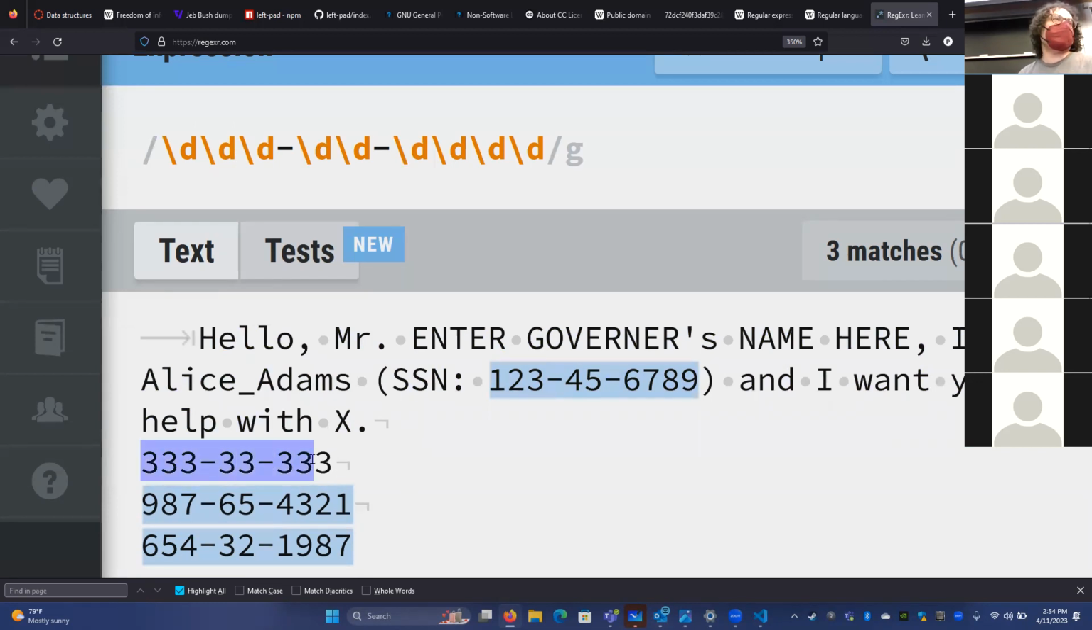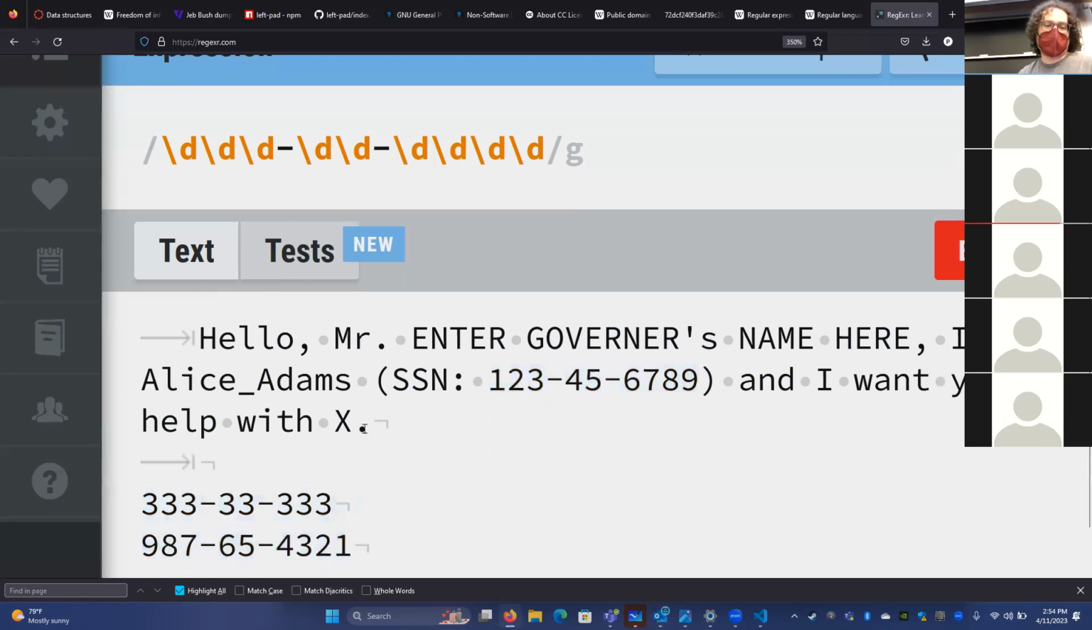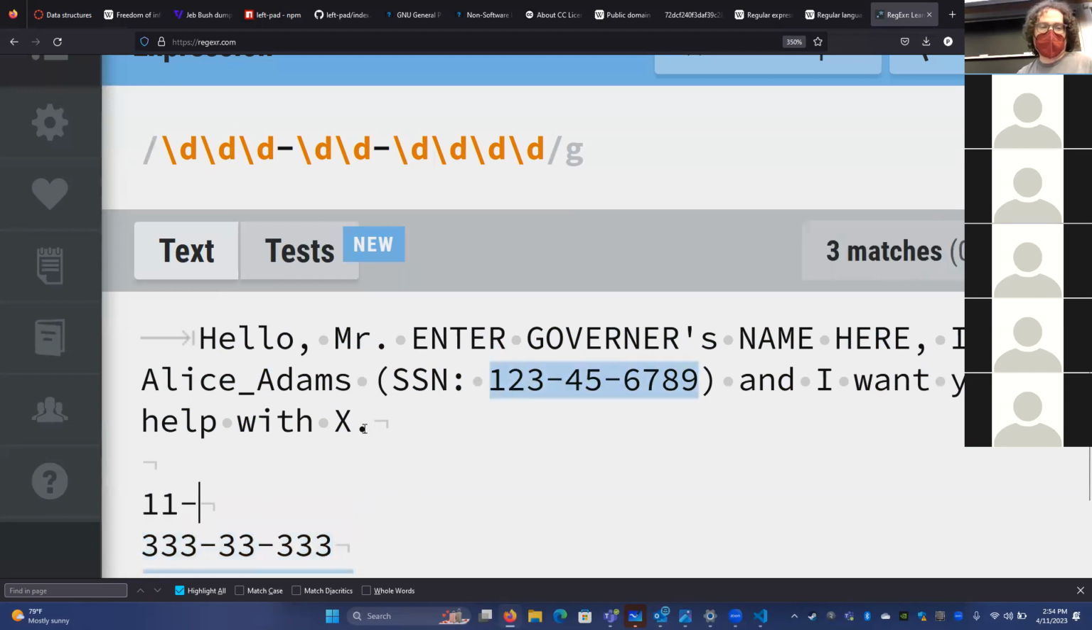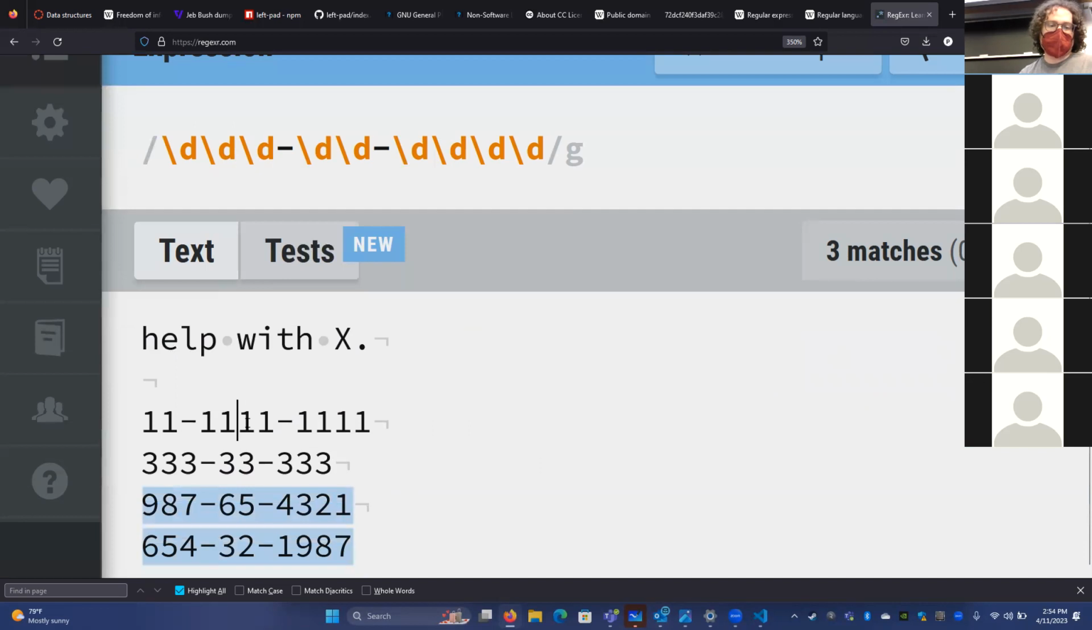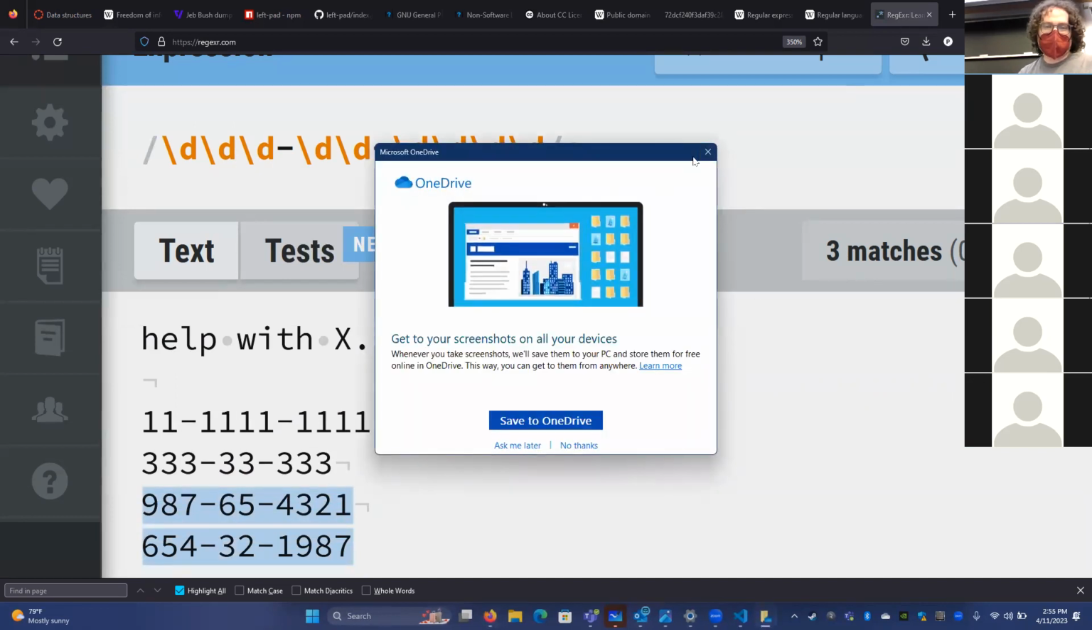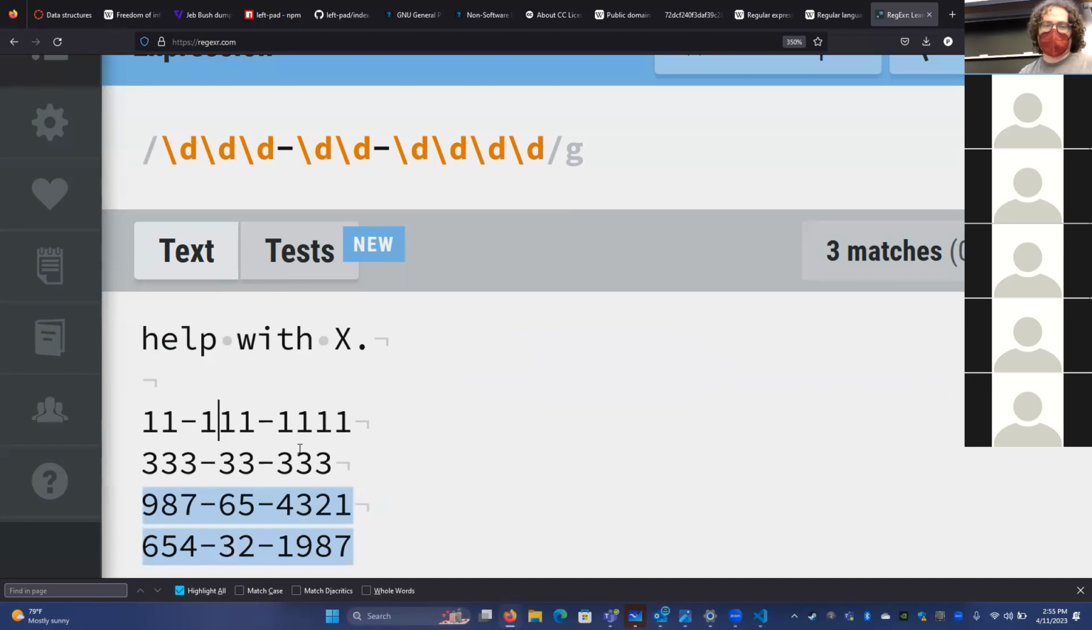If we have something here that has a letter, it's not going to match. Or if we have the dashes in the wrong places, or group it wrong, it's not going to match that. It is specifically 3 digits followed by a dash, followed by 2 digits, followed by a dash, followed by 4 digits. Make sense?